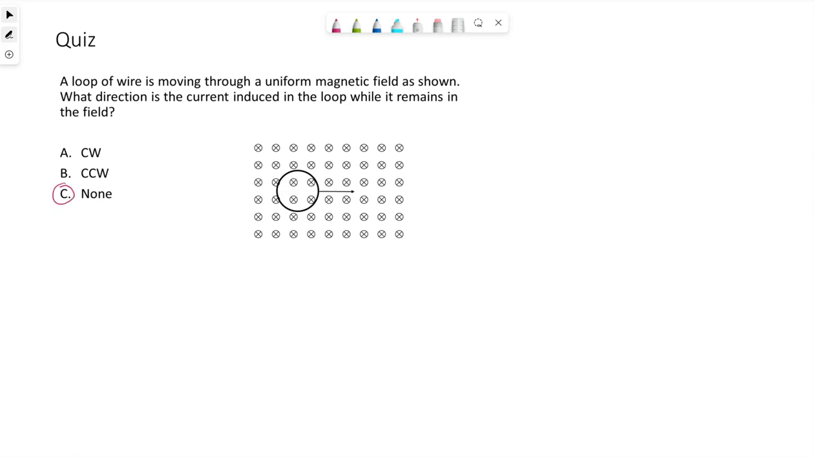The correct answer here is C, none, meaning there is no induced current. The reason why is as this loop moves, the loop's area is not changing size. It's still in the region with the magnetic field. So the magnetic flux is constant. If the flux is constant, then there's no induced voltage or induced current that occurs. So there will be no induced current in this case.